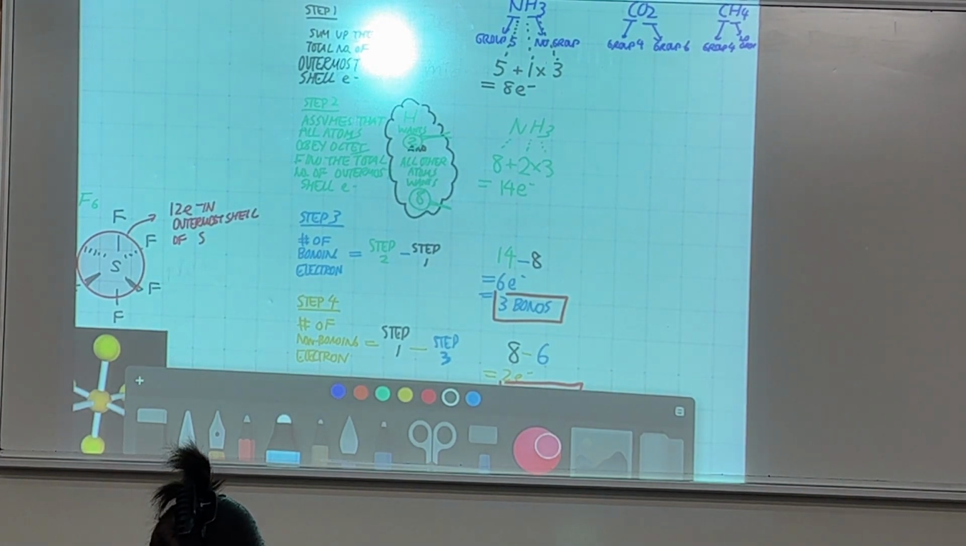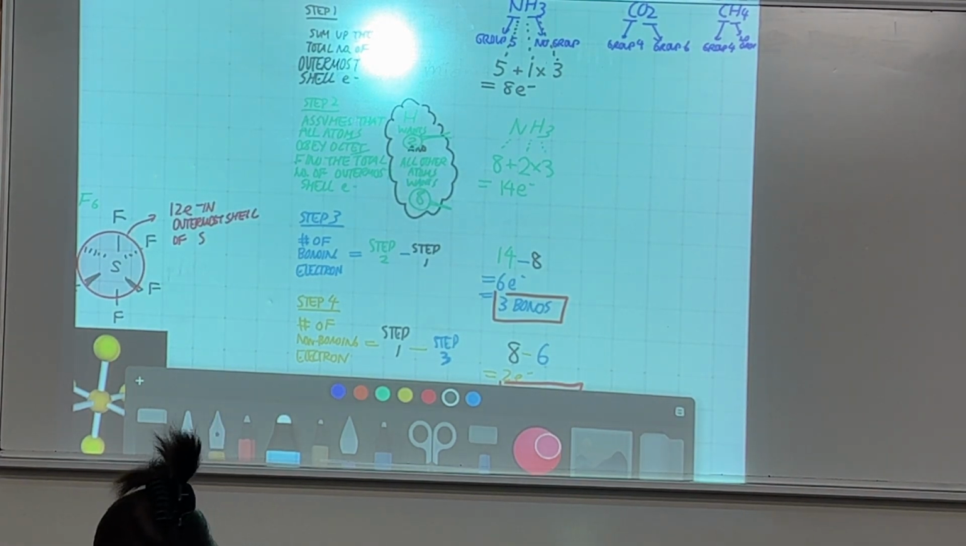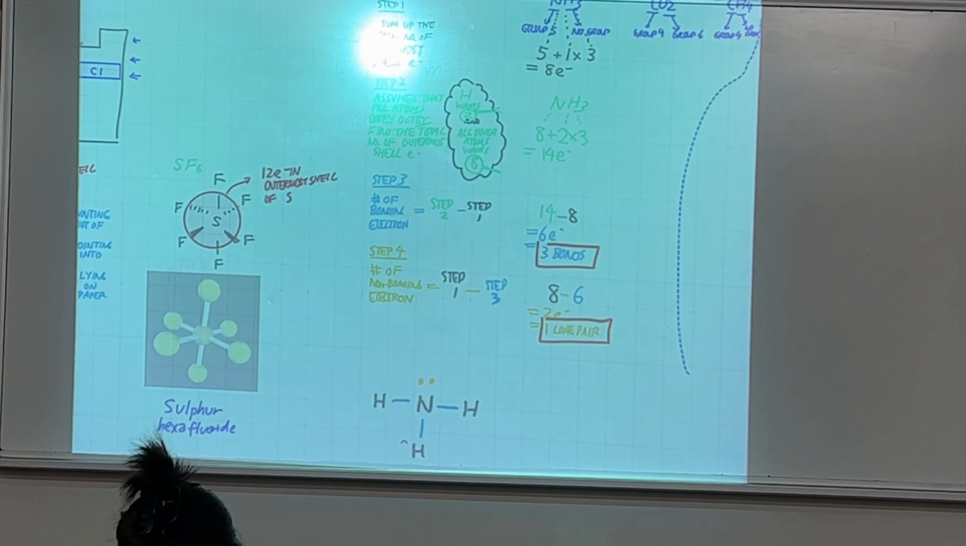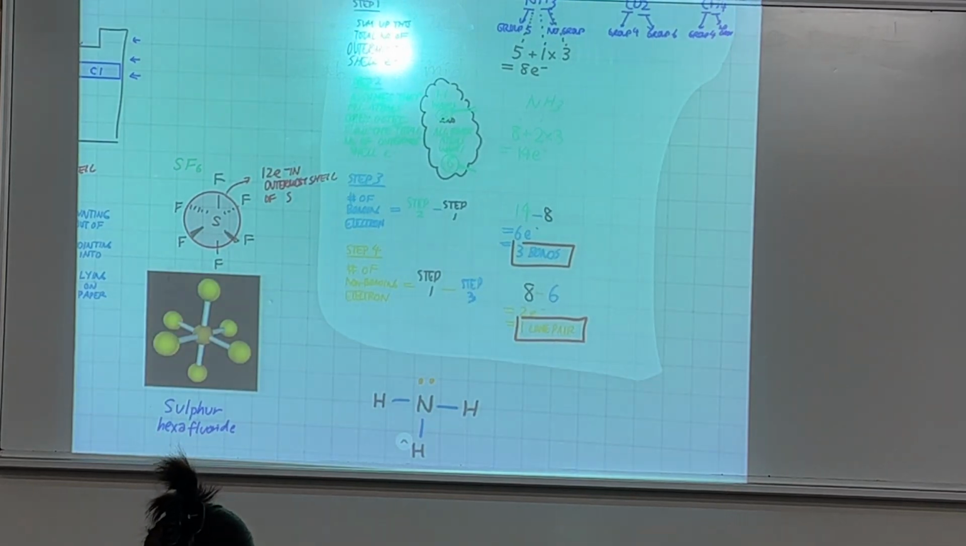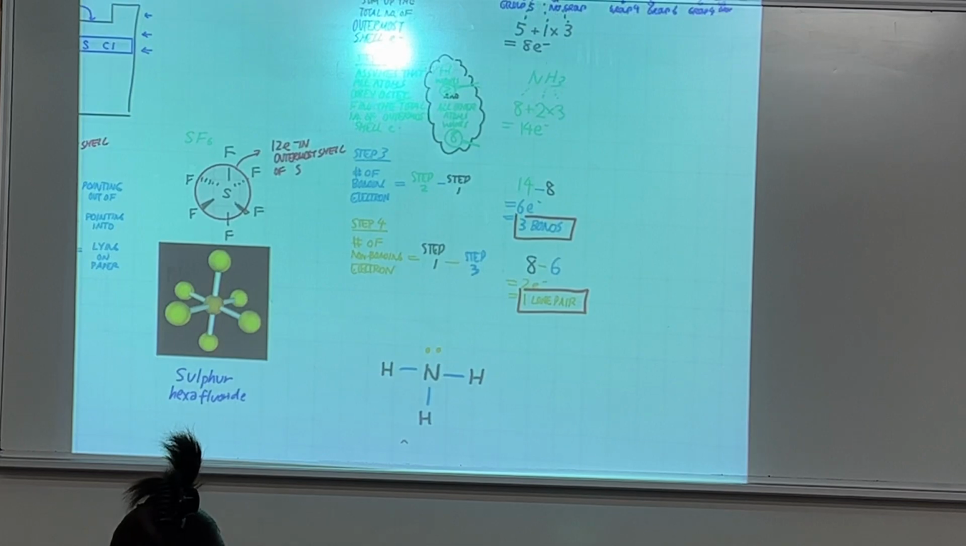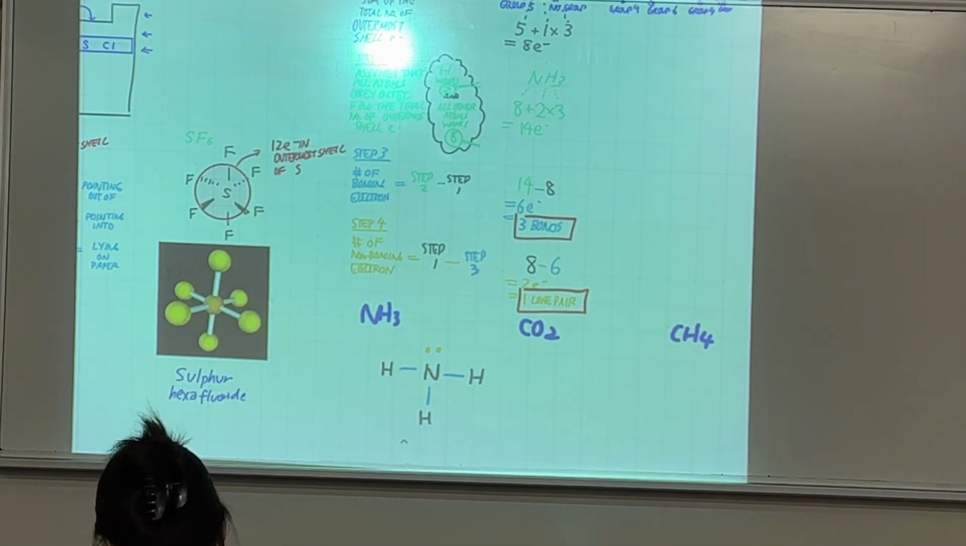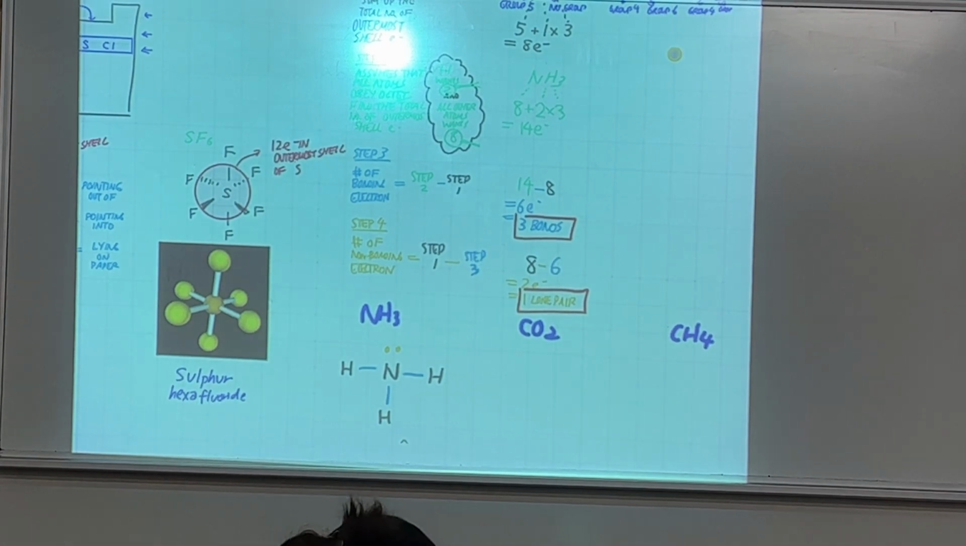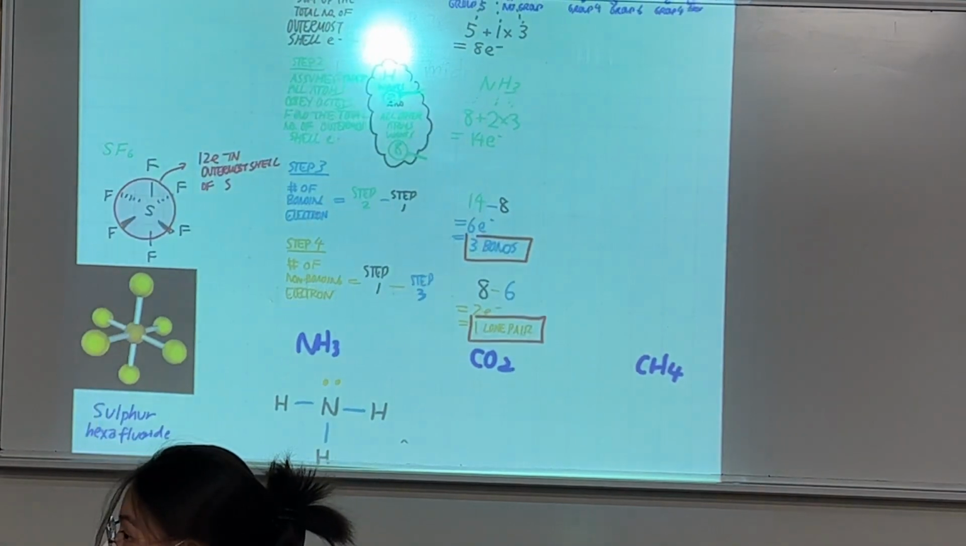So we'll be checking the answer for CO2 and CH4 in 1 minute. Refer back to those steps. We just use the same steps to get to this structure. So you're going to use it on CO2 and CH4 as well. Carbon is from group 4, oxygen is from group 6.